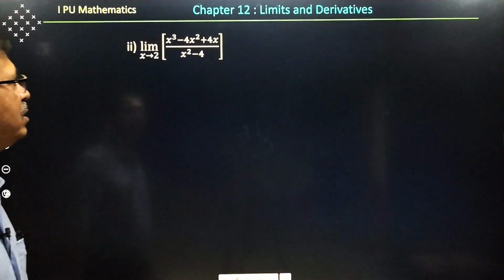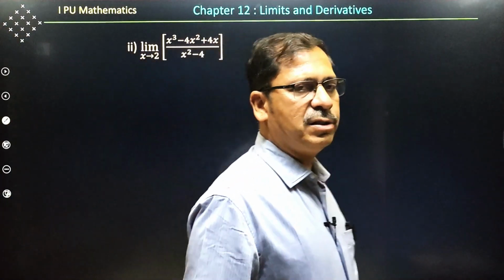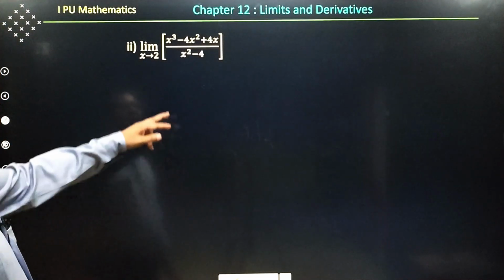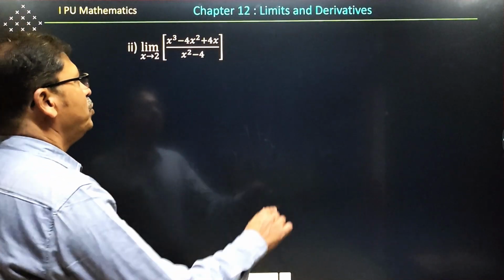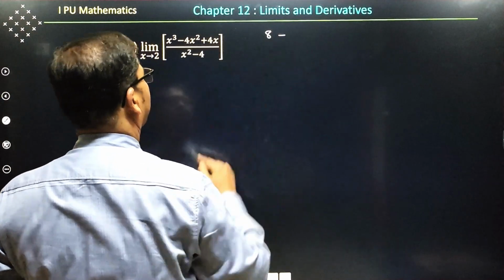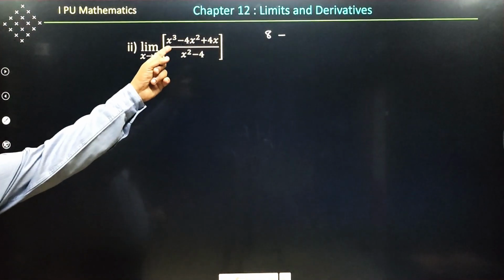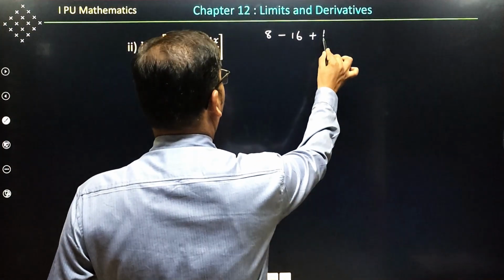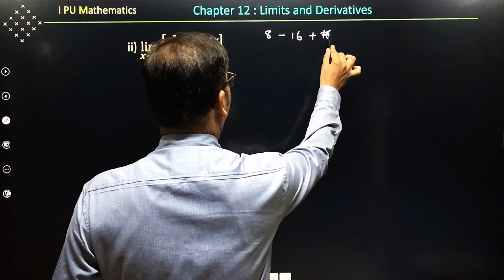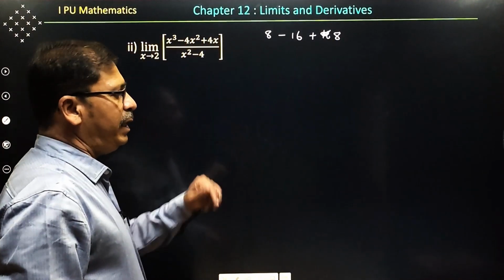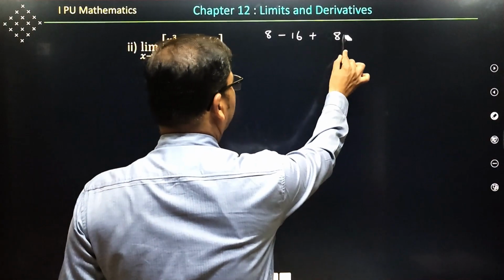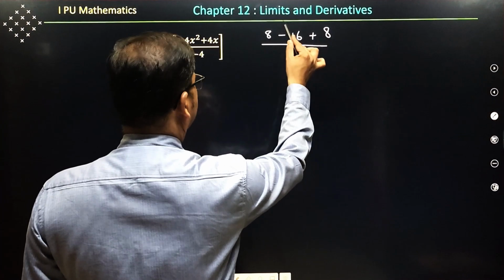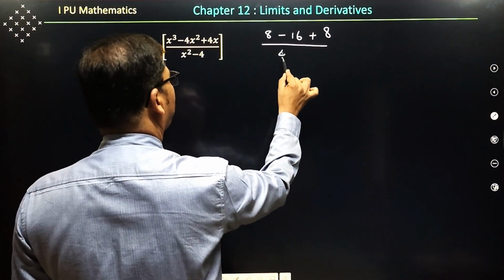So let us take into consideration the next question. The question is to evaluate this limit here. If you take direct substitution, 2 to the power 3 is 8, minus 2 to the power 2, 4 into 4, 16, plus 4 into 2, which is 8. The sum of 8 and 8 is 16, minus 16, the numerator is 0, and 2 square is 4, 4 minus 4.